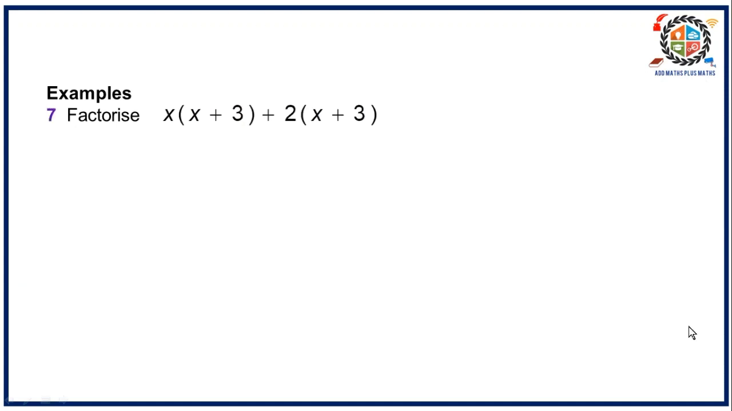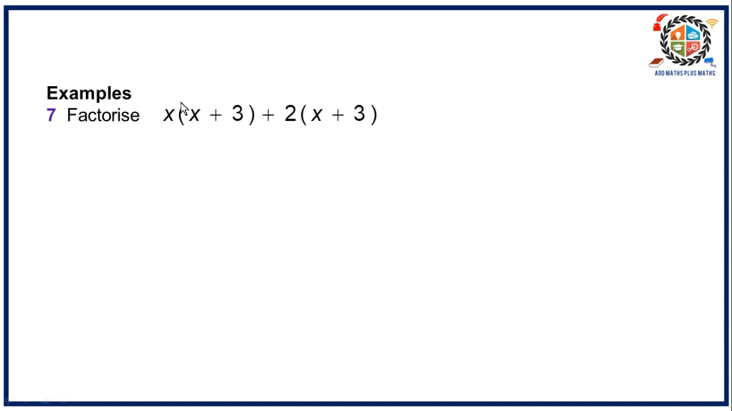Now let's move on to another example. Let's have a little bit tricky question. I have here x times the quantity of x plus 3 plus 2 times the quantity of x plus 3. In this case, you will consider x times the quantity of x plus 3 as one term, and 2 times the quantity of x plus 3 as one term. You will notice that they have a common factor.